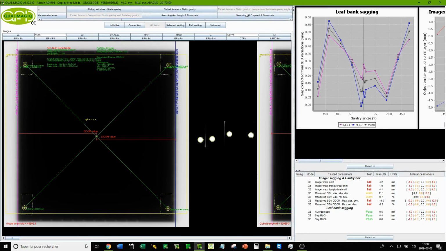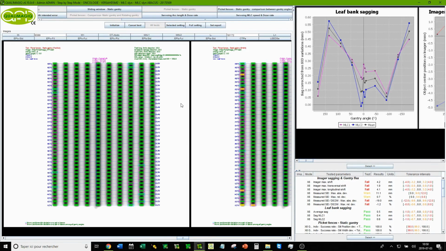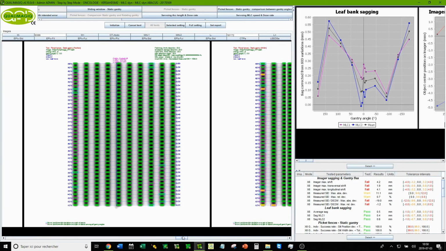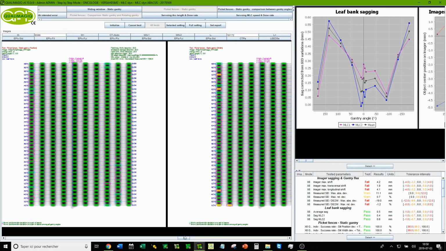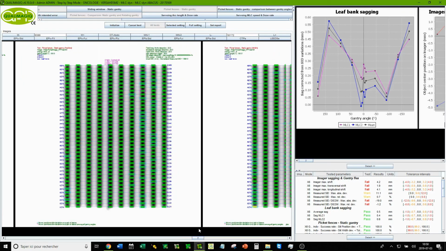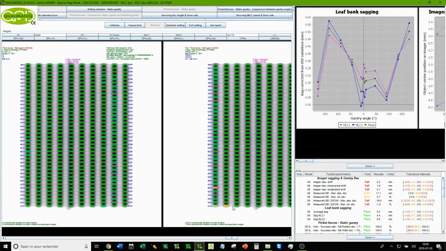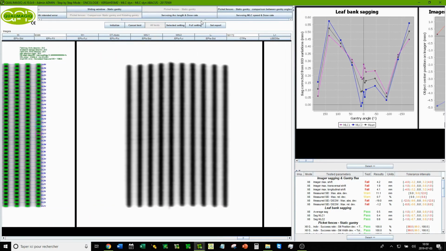We will now look at the picket fence test with a static gantry for 4 gantry angles. The tolerance is double for Elekta machines: 0.4 mm with a static gantry, 0.8 with a rotating gantry. You see all the images with the static gantry, slit position and slit width. Everything is okay with a 0.4 mm tolerance.